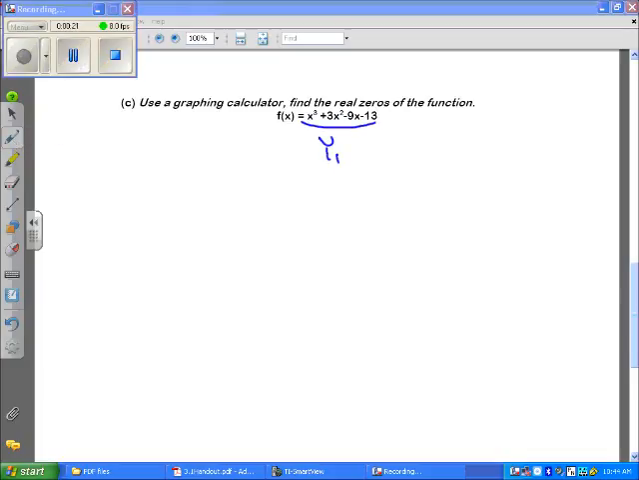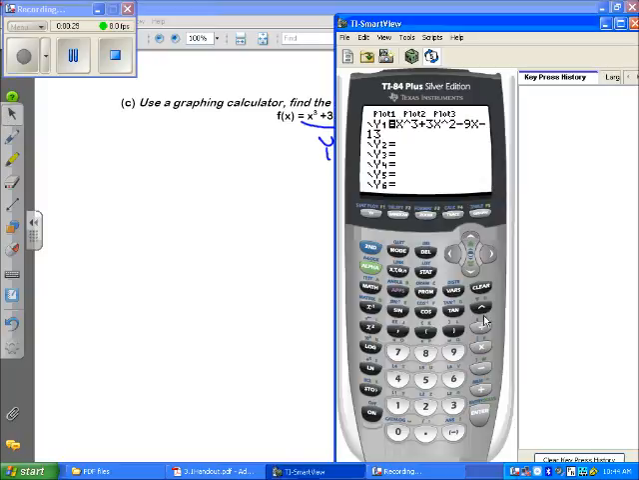I already have this in my graphing calculator, so you want to go ahead and put that in your calculator, and then I'll talk about the next step. Again, this is what your calculator would look like. You want to hit y equals, and then put that polynomial function inside your graphing calculator.